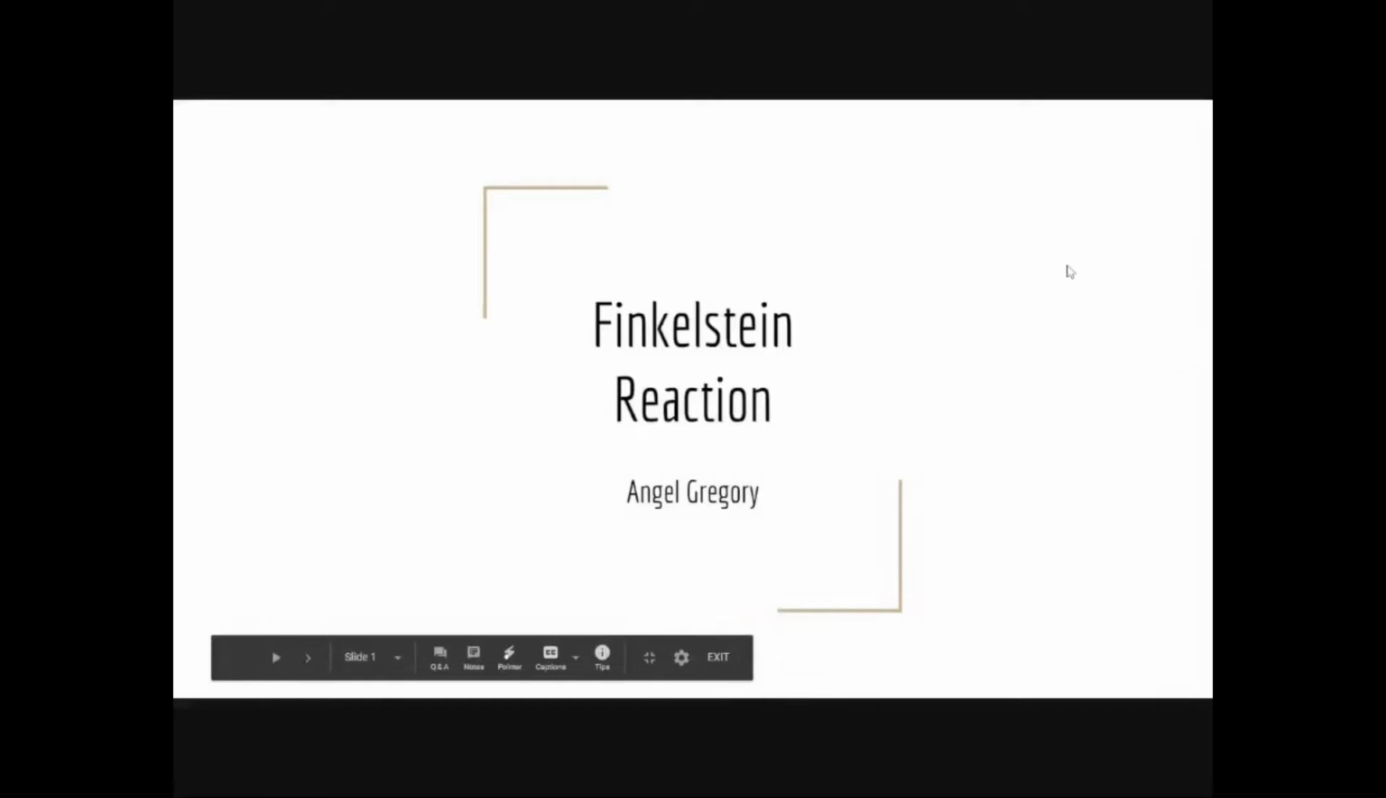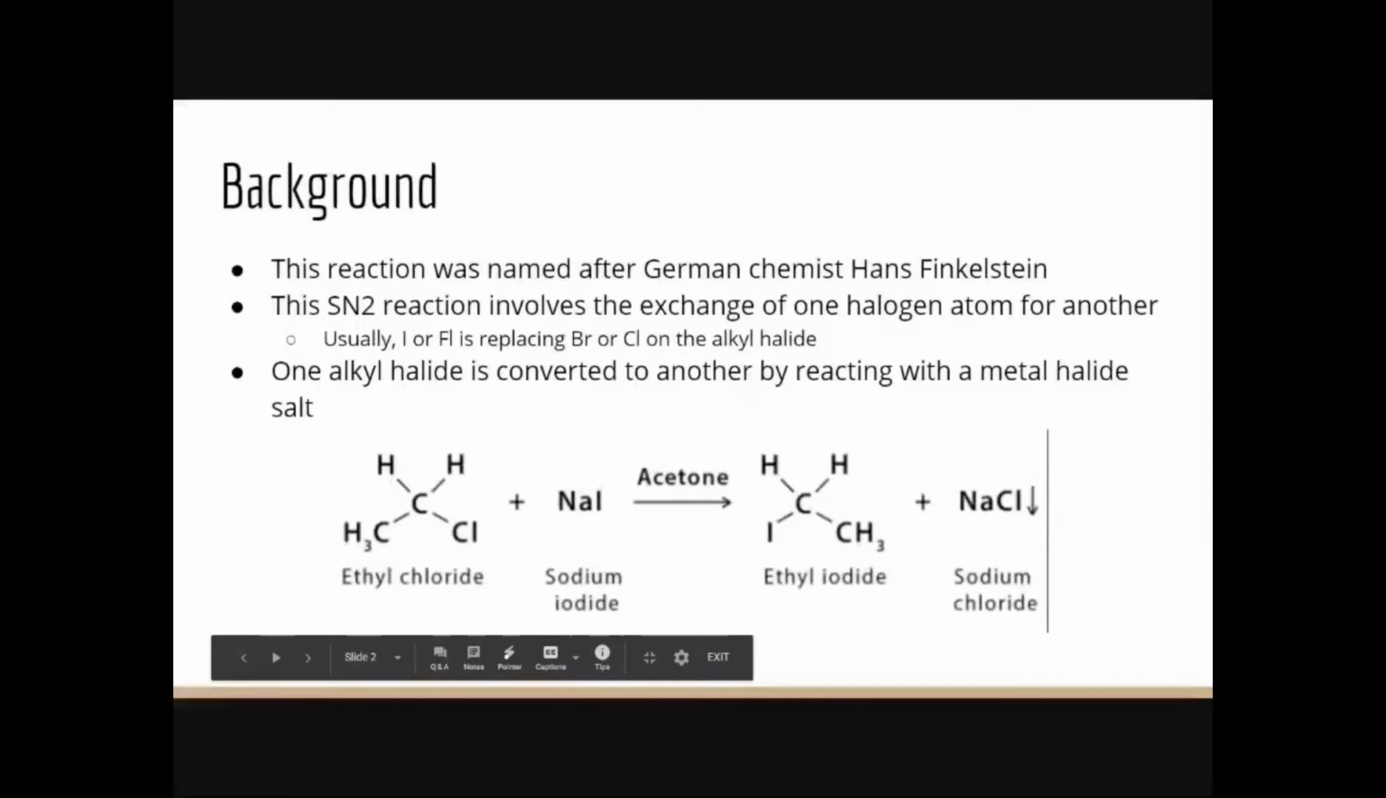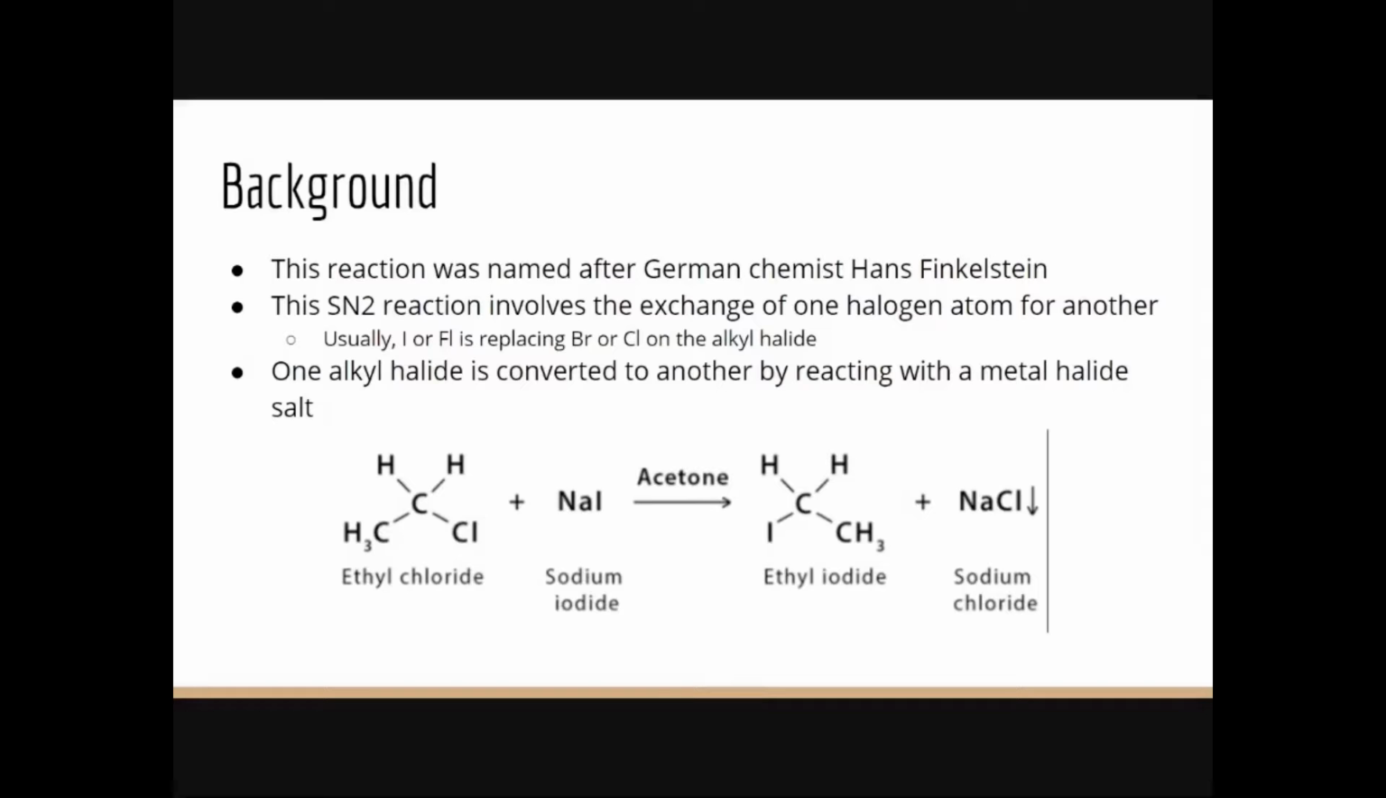Talking about the Finkelstein reaction. The Finkelstein reaction was actually named after a German chemist named Hans Finkelstein. It's an SN2 reaction that involves the exchange of one halogen atom for another.